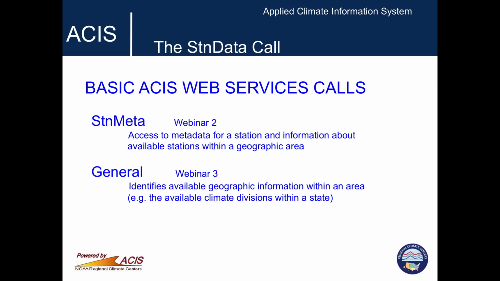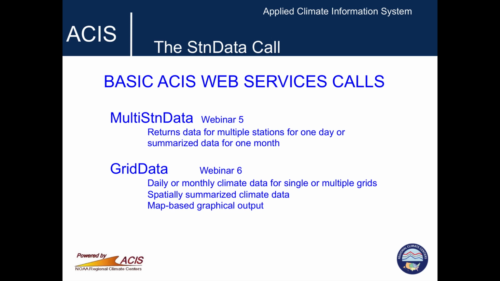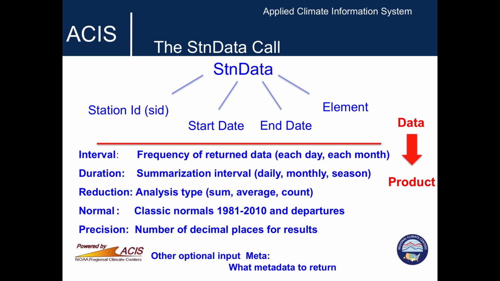Previous webinars on the station meta and general calls have addressed many of the details about ACIS Web Services. Thus, this webinar builds on these earlier webinars. The two remaining webinars on the multi-station data and grid data calls will build upon many of the concepts in station data. The station data call is the primary means by which ACIS transforms data into information.